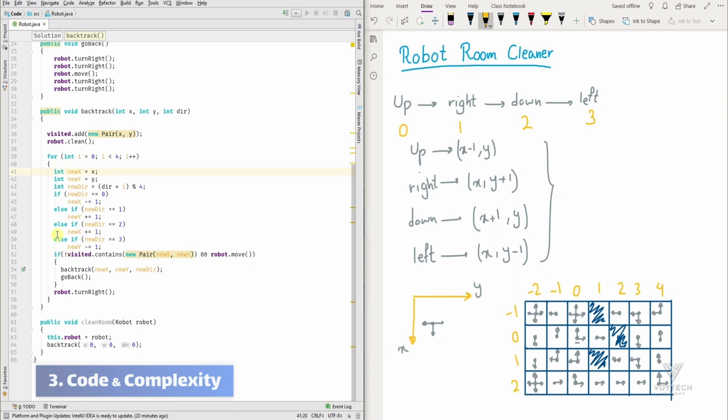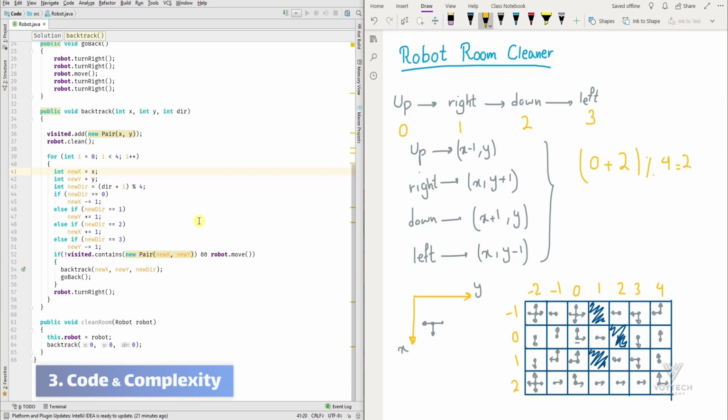Then we have a for loop. In this for loop, we first assign the current x and y to the new x and y of the robot, and then we specify the new direction of the robot using this formula. Let me explain this formula a bit. dir is the current direction of the robot, and consider this is up right now, so it is 0. And consider also i is 2. So we add them together, and this mod 4 will equal 2 again. So the new direction would be down.